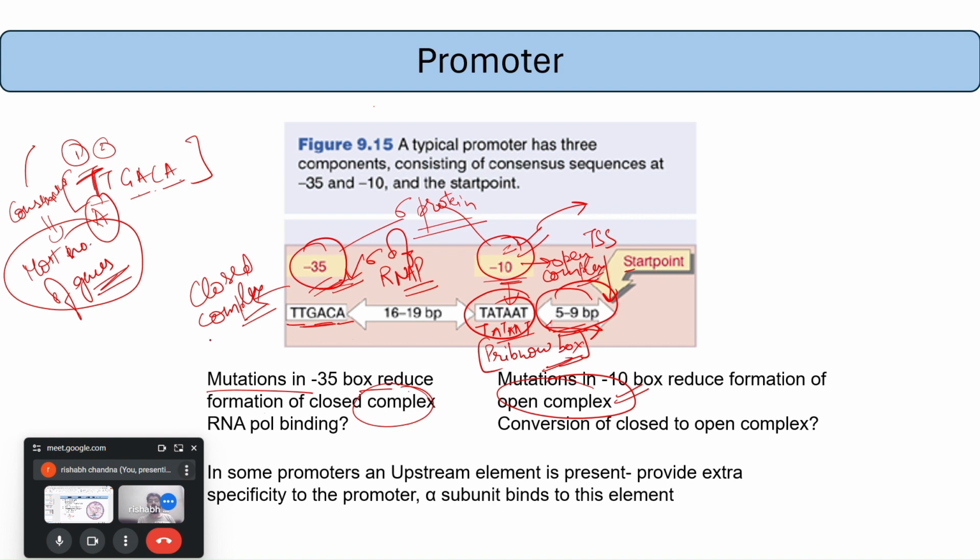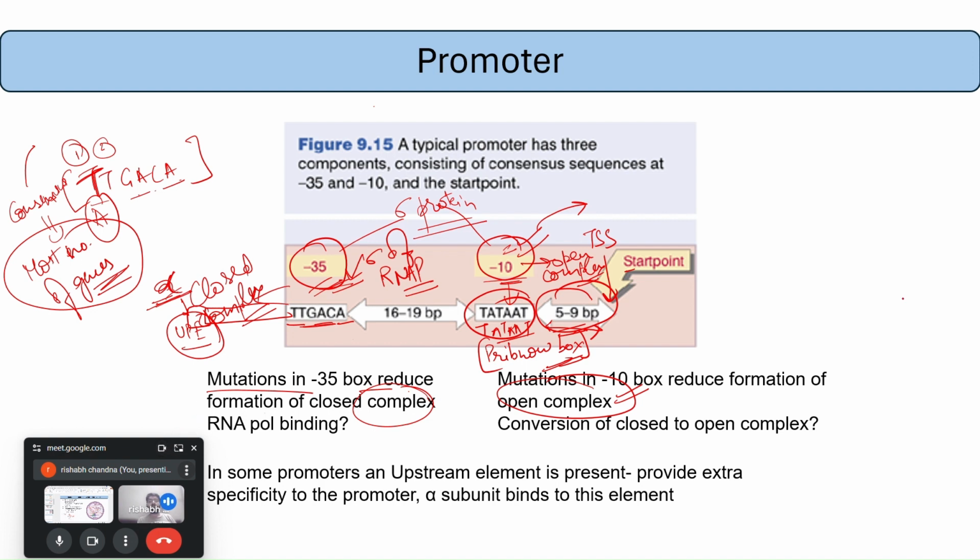In some of the genes it has been observed that there is an upstream element called UPE that is present. This particular region is recognized by the alpha subunit of the RNA polymerase, that increases the specificity of the promoter.